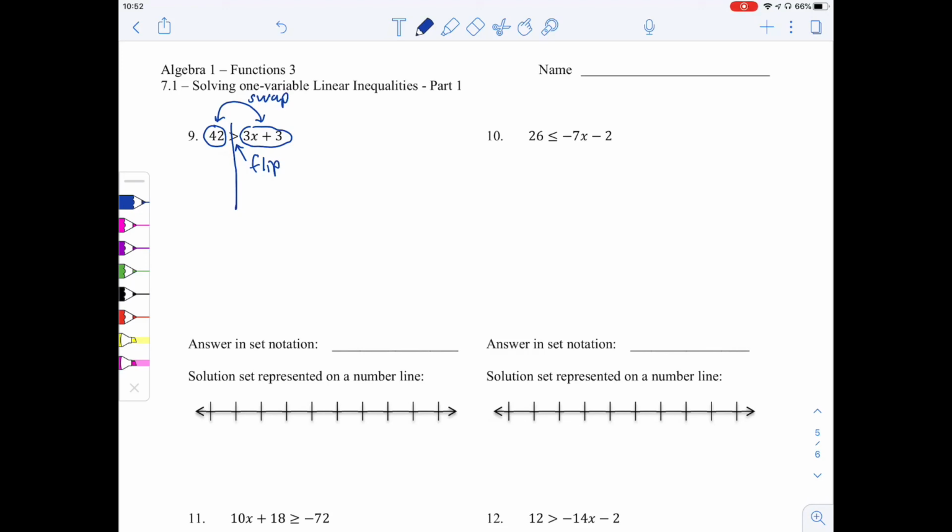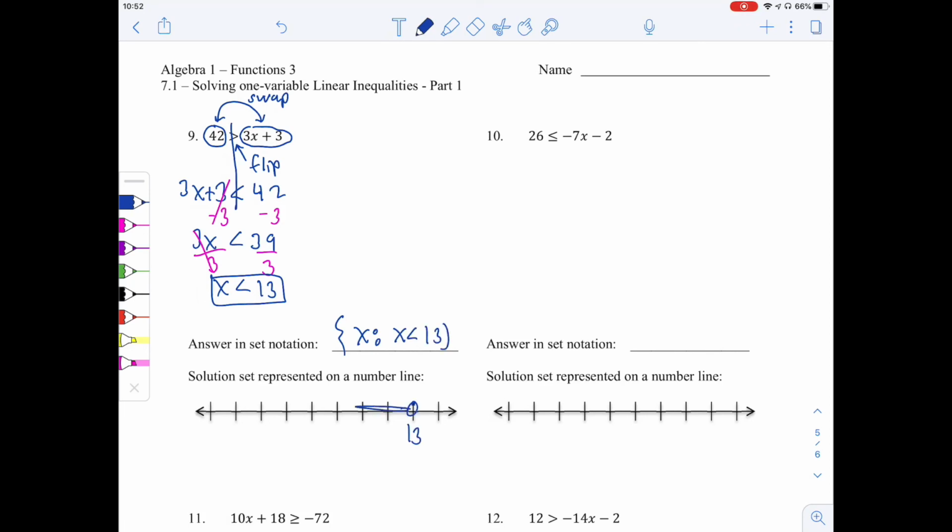Okay, so we're going to write 3x plus 3 on the left, 42 on the right. We just flip it over. And we also have to flip our symbol from greater to less than. Okay, so we just flip it so the x is on the left. So that makes it a little bit easier. We can do minus 3, 3x less than 39, divide by positive 3 so we don't have to flip anything. X is less than 13. And we write it in set notation, x such that x is less than 13. And we can make this 13, less than that is everything to the left. Shade it to the left.